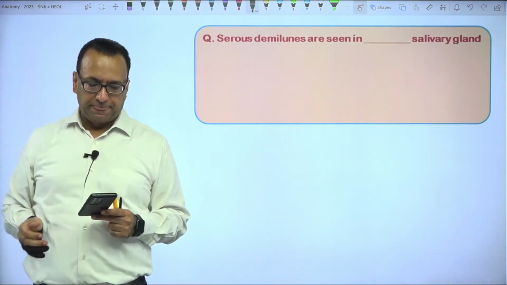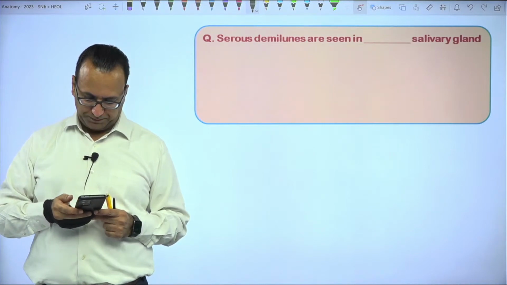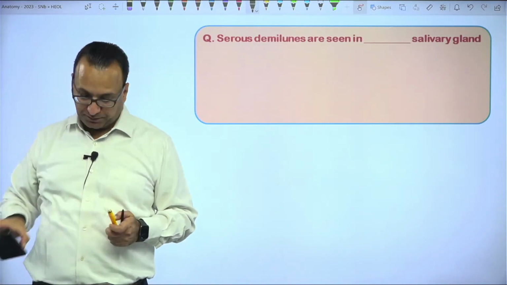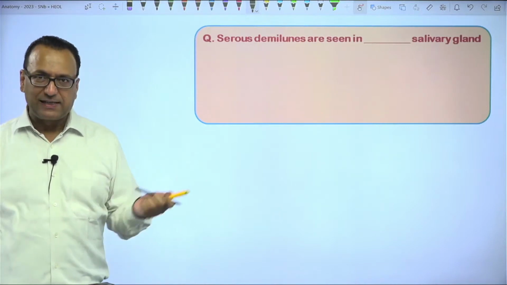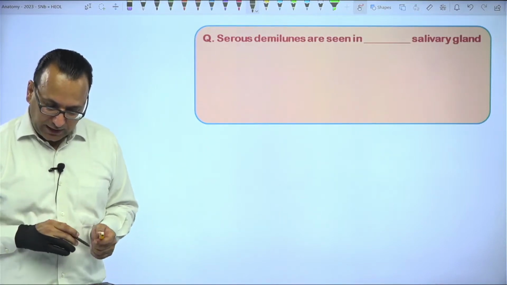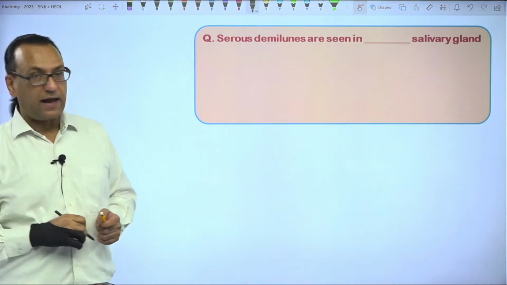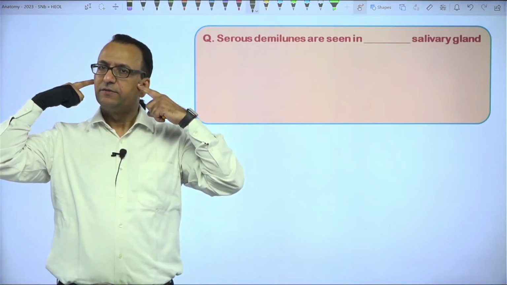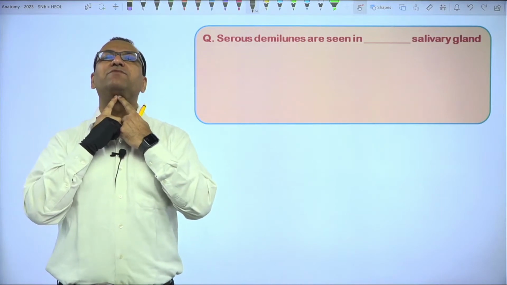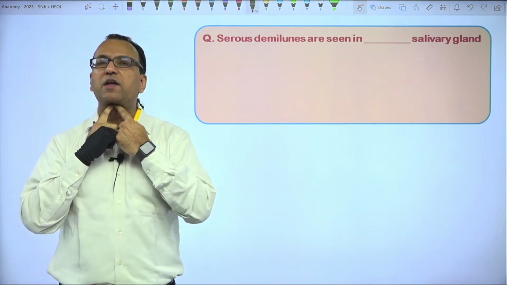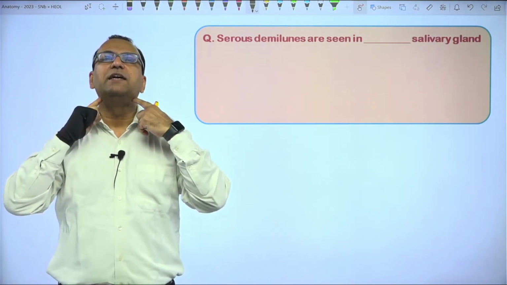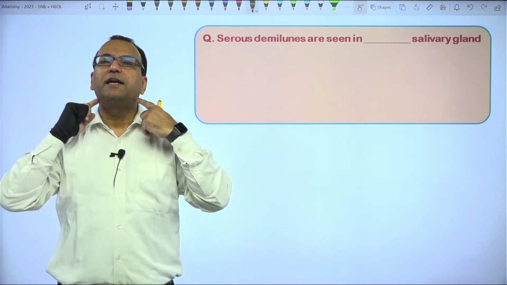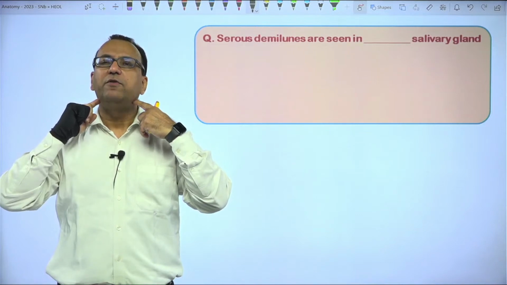So as you see, if it is asking about serous demilunes, first of all, what is a serous demilune? And second thing, it is asking in which salivary gland. So there is a parotid salivary gland which is mostly serous. There is a sublingual salivary gland which is mostly mucoid, but the submandibular salivary gland is a mixed salivary gland. It is seromucous, and that is where you will have serous demilunes.